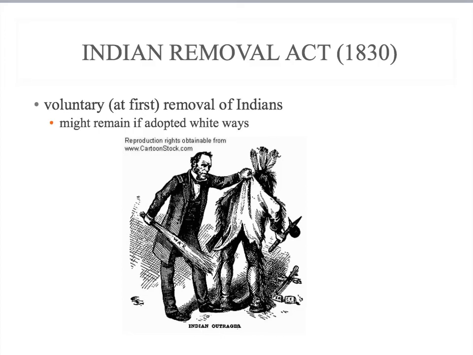Now, in response to that, they could stay on their land if they adopted white ways, like religion, culture, the government, all these different things. So voluntary at first doesn't end up being like that at the end.